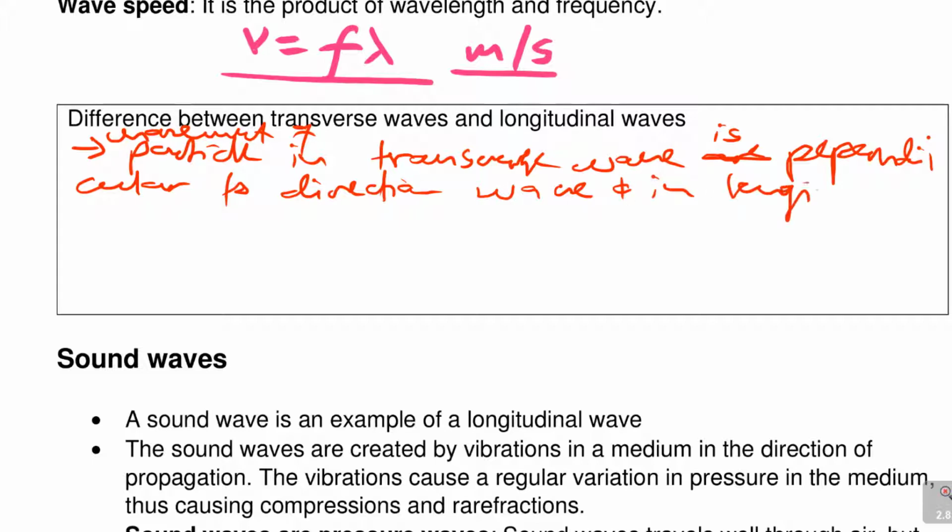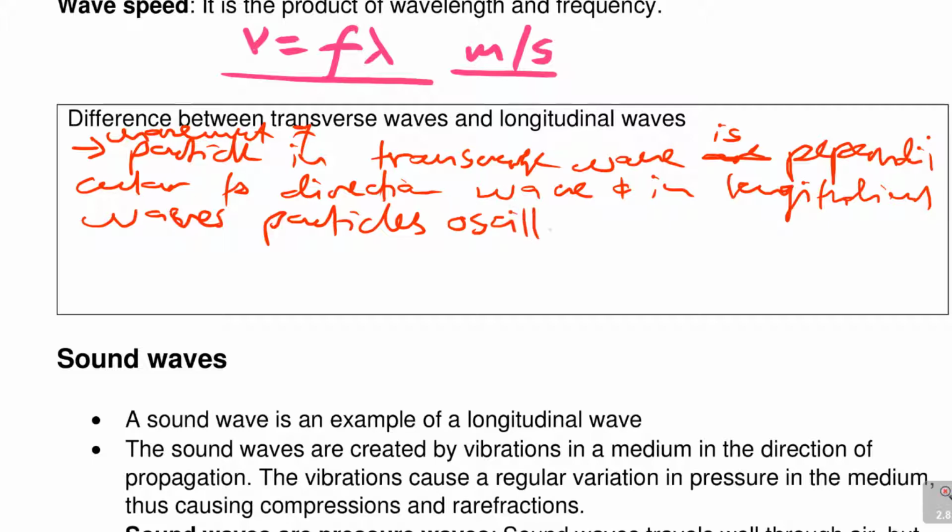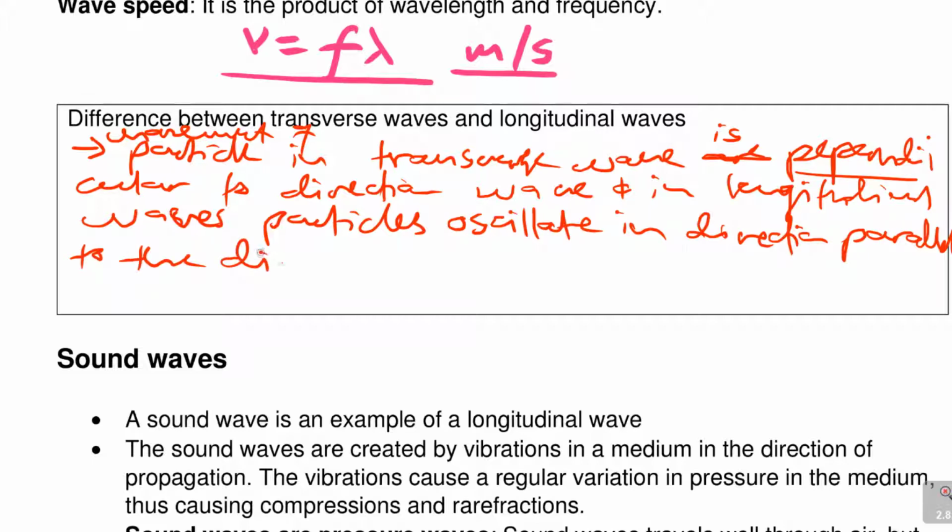And in longitudinal waves, this is the thing now, how is the movement? That's where they're trying to check if you are aware of the movement. The particles in longitudinal waves oscillate or move in a direction that is parallel. That's the key part. You say perpendicular here, we say parallel to the direction of the wave. The particles in the transverse wave are moving perpendicular to the direction of the wave, but in longitudinal waves, the particles oscillate in the direction that is parallel to the direction of the wave. That is the most important thing there that you can pick up.